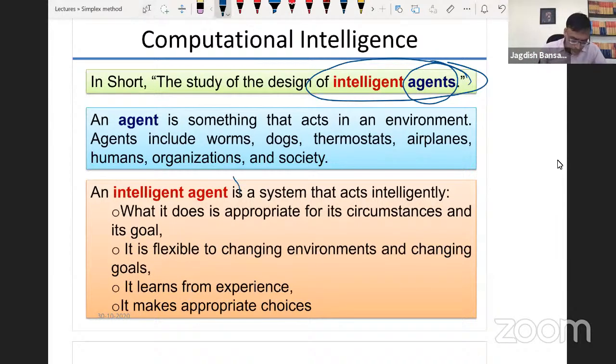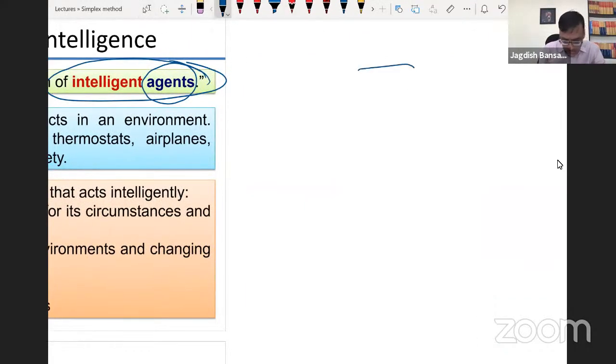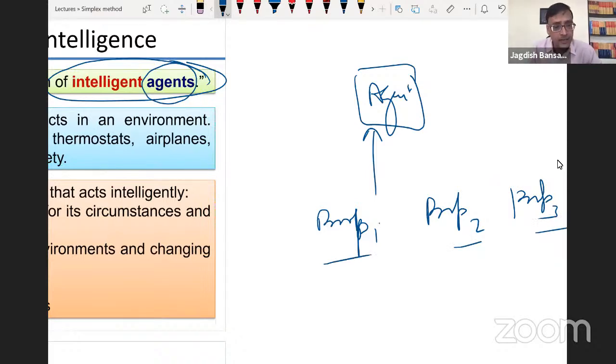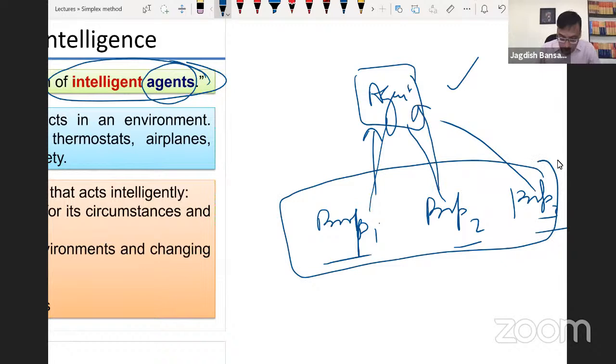Okay, so now what do we do to make any agent an intelligent agent? Let me tell you what we are doing in these algorithms. Suppose you have an agent and you want to make it intelligent. What are the properties to be inserted? Property 1, property 2, property 3. First of all, we need to identify what the problem is. According to that problem, what kind of properties are required to make this agent intelligent? After identifying those properties, they are to be inserted into this agent, meaning this agent is to be trained.